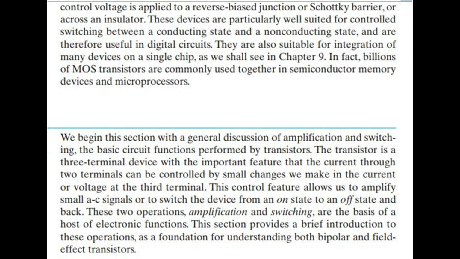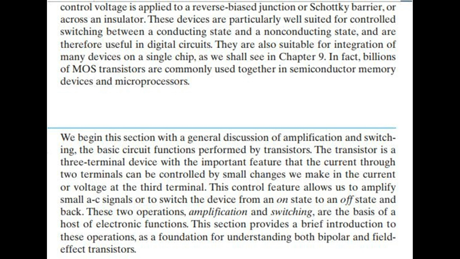We begin this section with a general discussion of amplification and switching, the basic circuit functions performed by transistors. The transistor is a three-terminal device with the important feature that the current through two terminals can be controlled by small changes we make in the current or voltage at the third terminal. This control feature allows us to amplify small AC signals or to switch the device from an on state to an off state and back.